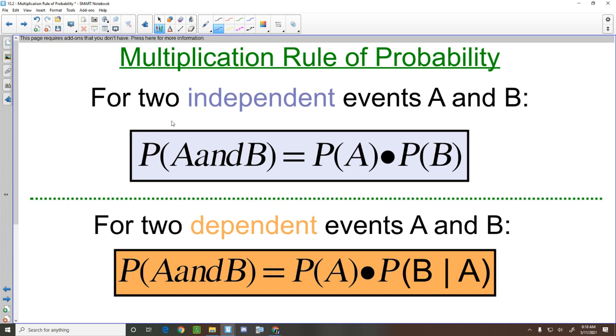So make sure you've got these two formulas written down for independent events and for dependent events. The dot just means multiplication, and I'll explain what this vertical bar means in a moment once you get it written down.